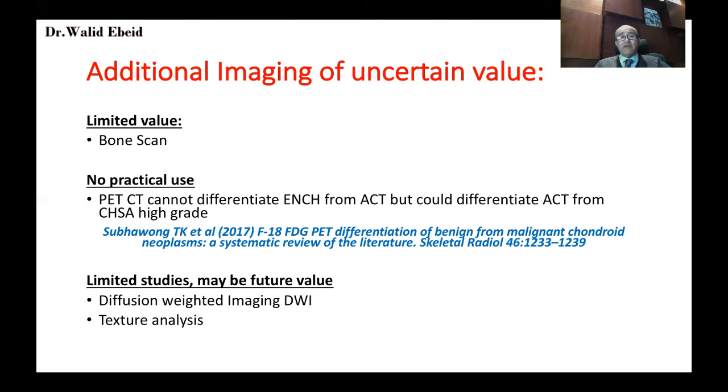There are other tools like diffusion weighted image MRI and texture analysis that we have just mentioned. Limited studies are done on these two topics. Maybe the future holds a better value for these imaging studies to differentiate the different types of cartilage tumors.